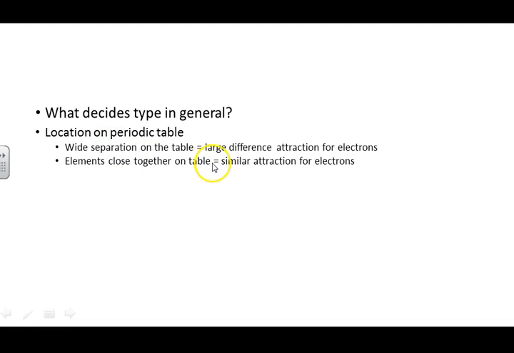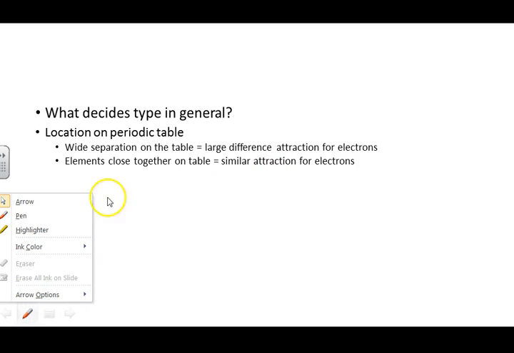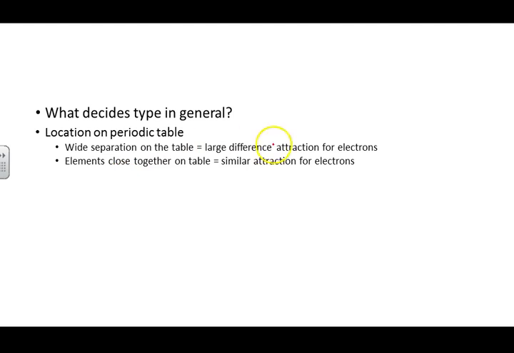Elements that are close together on the periodic table tend to have similar properties, more similar properties than those that are widely separated, and therefore they have similar attraction for their electrons. Whenever we're looking at a wide separation, generally speaking, this large difference in attraction leads to electrons being transferred. Electrons being transferred result in ionic bonds. We end up with positive and negative ions forming.